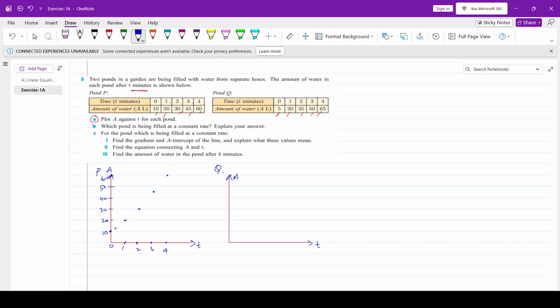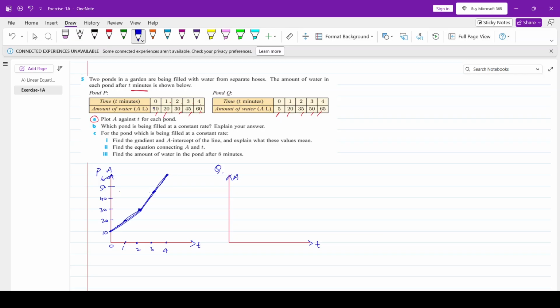Now joining these points, can we say this doesn't look like one single line? It looks like a broken line over here. Till here it is straight, but after this point it is slightly steeper. Now this will come in handy when we solve other parts of the question. But let's move on to pond Q.